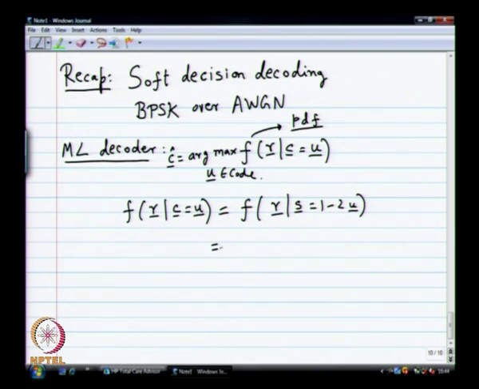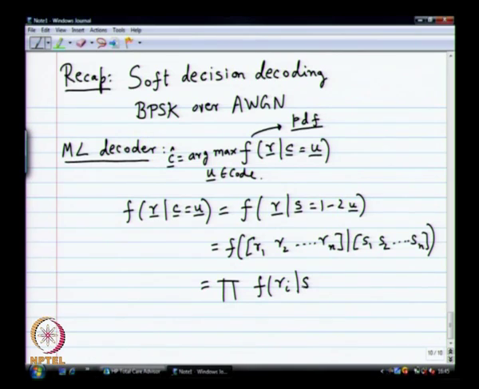This one is f of r1, r2, so on till rn, given some s1, s2, so on till sn. Remember S1 through Sn is given. It is some known symbol vector. Once the symbol vector is given, the received values become conditionally independent. So you can write this conditional PDF as the product of f of Ri given Si, i equals 1 to n.